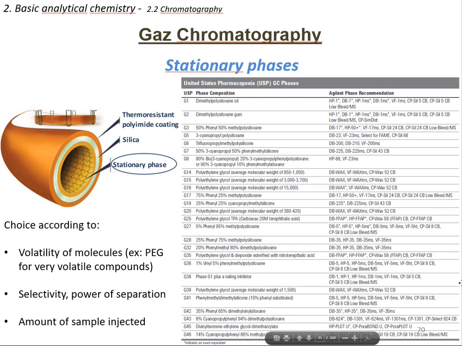There are many, many different stationary phases. Some of them are polar, some of them are non-polar. So the choice will depend on the type of molecule under investigation. Then the selectivity, the separation power: longer columns have a higher power of separation. And the amount of sample injected: the higher the injection volume you want, the thicker the stationary phase must be.